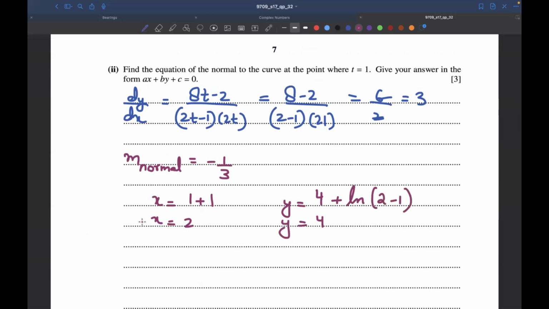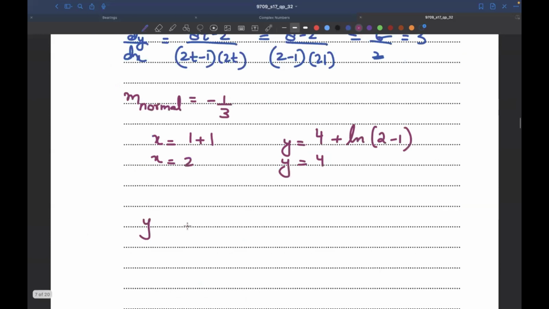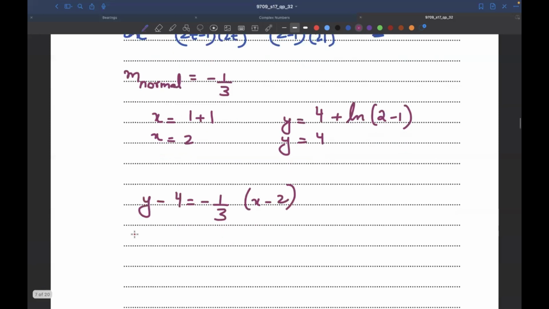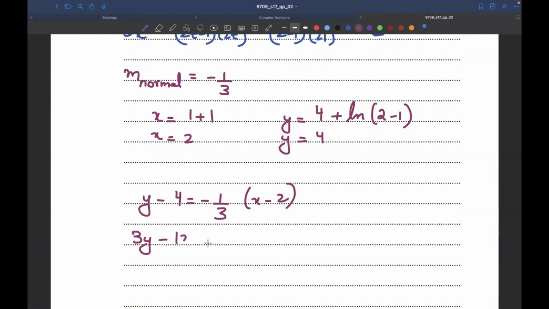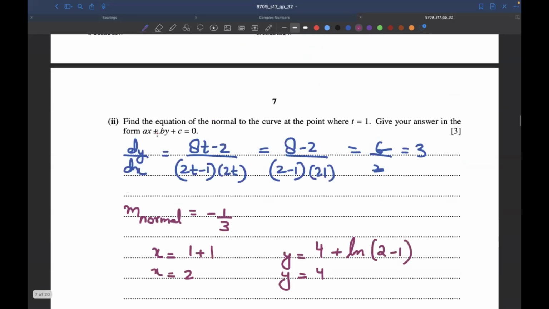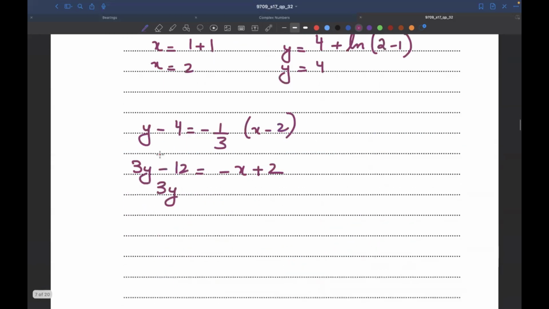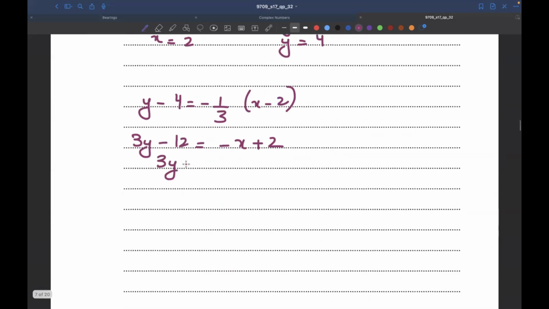And now we can write a final equation as y minus y1 is equals to m into x minus x1. Now we can simplify it and write it as 3y minus 12 is equals to minus x plus 2. And then as we have to give our equation in the form ax plus by plus c, so we'll bring everything on the left hand side and we'll get 3y plus x minus 12 minus 2 is equals to 0. So the final equation will be x plus 3y minus 14 is equals to 0.